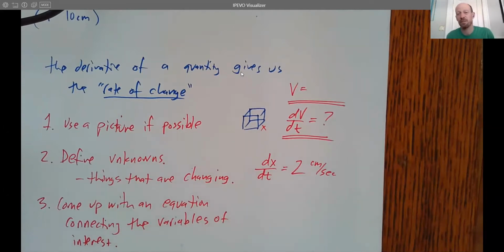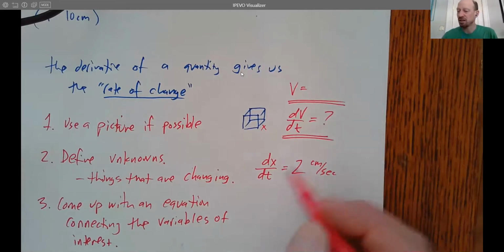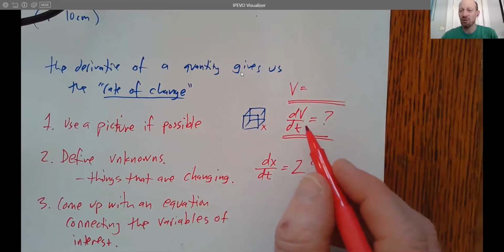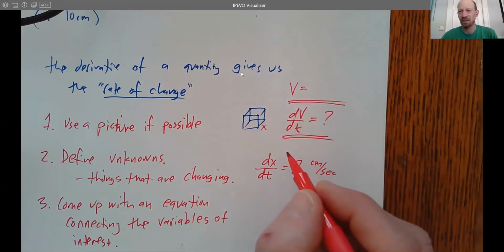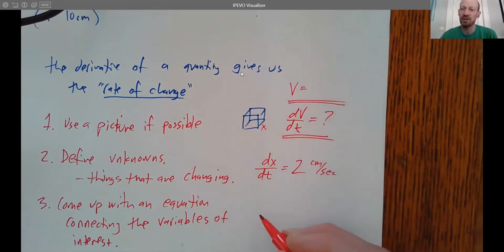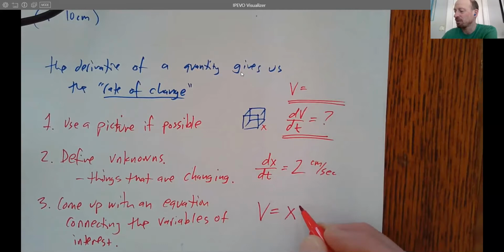There may be other variables like surface area, right? I don't care anything about surface area in this problem, so I don't want to include that in my equation. I need an equation that connects the things that I know to the things that I don't know. And I don't need to connect the rates. So this is the kind of magic of related rates. I need to connect the quantities or the functions. And geometric ones are typically the easiest here because there's just an obvious connection between v and x, right? Volume is x times x times x, or x cubed.